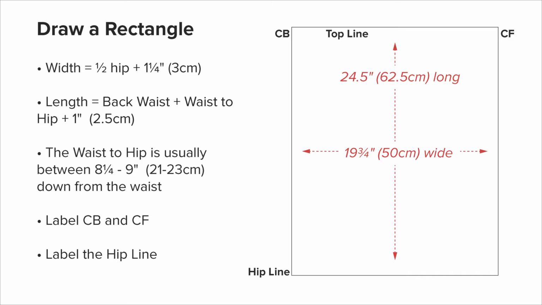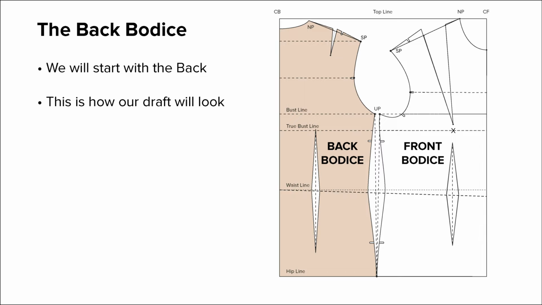The waist to hip is usually between 8 1/4 to 9 inches, 21 to 23 centimeters down from the waist, or the level of your maximum hip measurement. Label the down lines as CB for centre back, CF for centre front, and the bottom line is the hip line. We will start with the back bodice. This is how the block will look when finished.